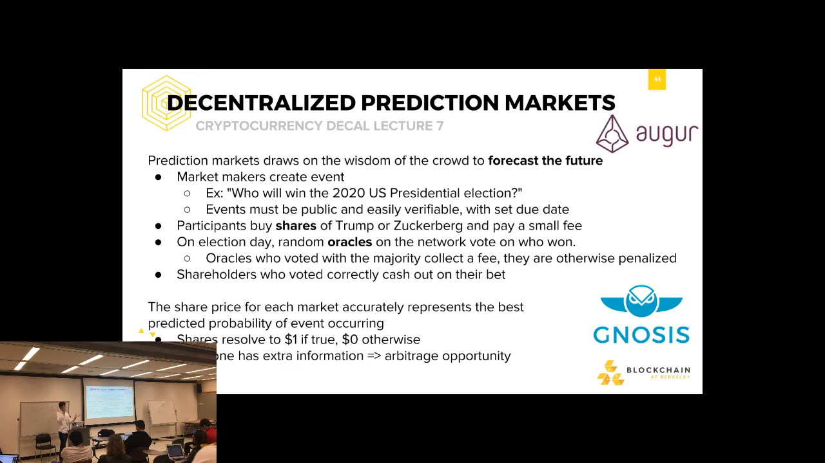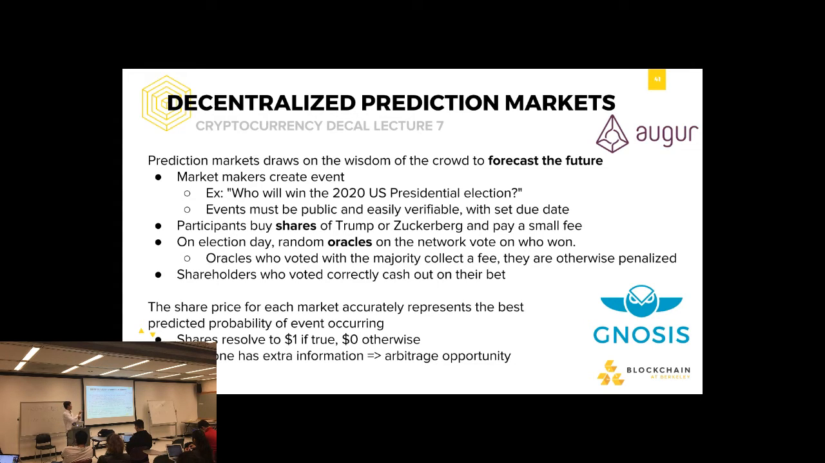So to give you a better mental model of what exactly a prediction market is, you can simplify a bit. You can say that the share price for each market accurately represents the best predicted probability of some event occurring. So if the share price is trading at, say, 63 cents, then the market says that there's a 63% chance that this event is going to occur. And to simplify this, you say that these shares will resolve to $1 if the event turns out to be true. So you can cash it out for $1. Otherwise, it cashes out to $0.